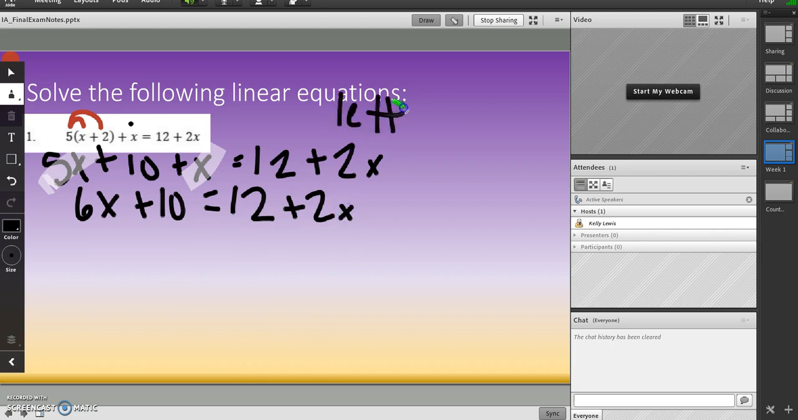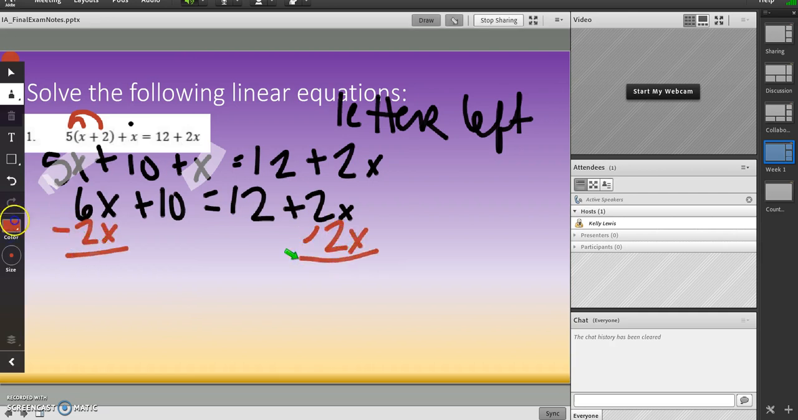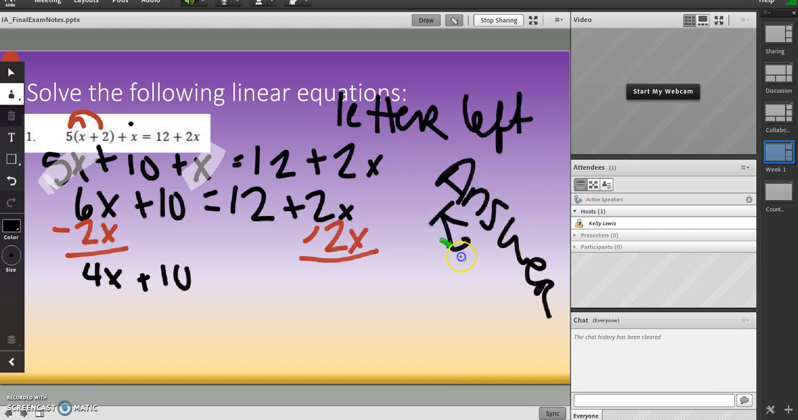I like the variable on the left. So I'm going to subtract this 2x. When I do that, I get 4x plus 10. Oh, the answer key is wrong. So those who don't watch this video are going to be like, hey, wait a minute, what happened? It was 12.